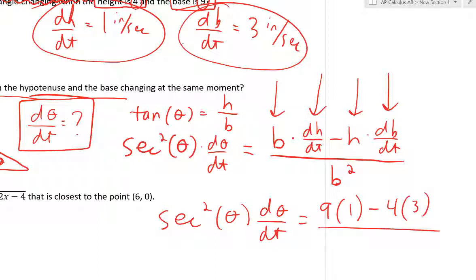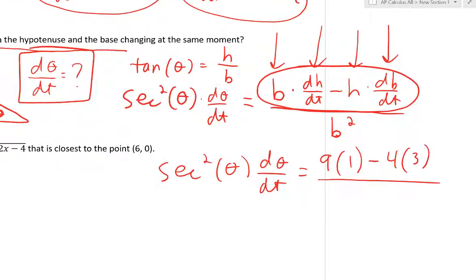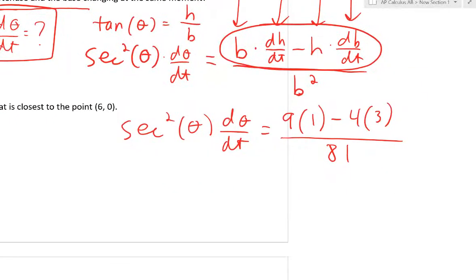Divided by, that's me again just plugging in all this stuff right there, divided by the base squared, and the base was 9. So this is going to be divided by 81. So we get 9 times, or 9 minus 12, let's write this out here. That's 12, right? 9 minus 12 is negative 3 over 81. And negative 3 over 81 reduces to negative 1 over 27. And that equals the left-hand side, okay?